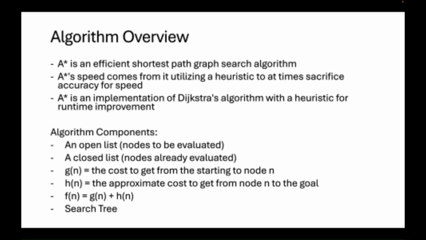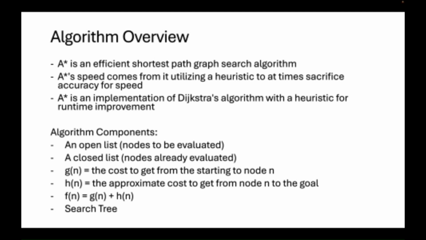and its speed comes from the fact that it is essentially an implementation of Dijkstra's algorithm with a heuristic added onto it. The extra speed from A-star comes from the fact that it utilizes a heuristic, which of course means sacrificing some of its accuracy for that extra speed. To preface, a heuristic is a part of a software component where you, in essence, sacrifice some of your accuracy for a better computation time, for better speed.